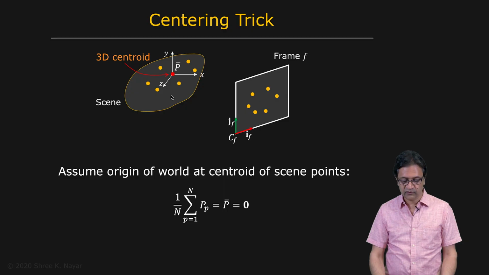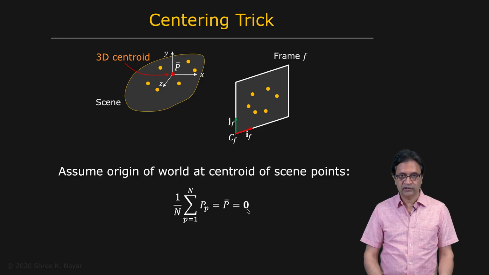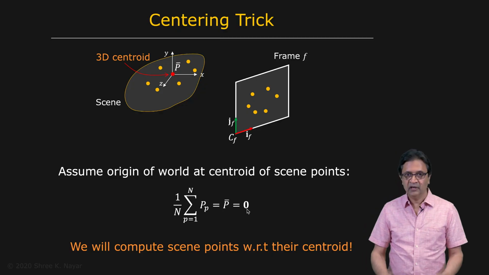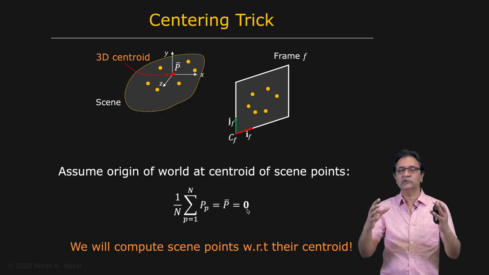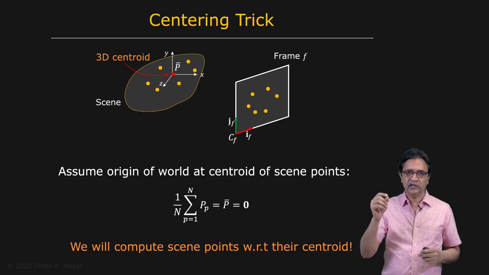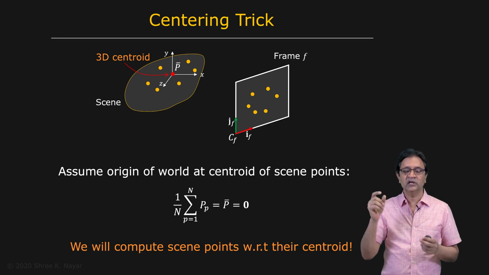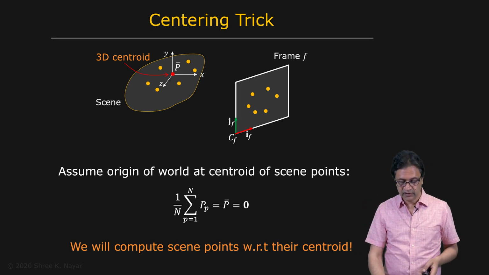You don't know these, of course. That centroid, we will say, is the location of the world coordinate frame. That's equal to 0, the origin. So what this means is ultimately when we recover the 3D coordinates of all of these scene points, it will be with respect to this centroid right here.